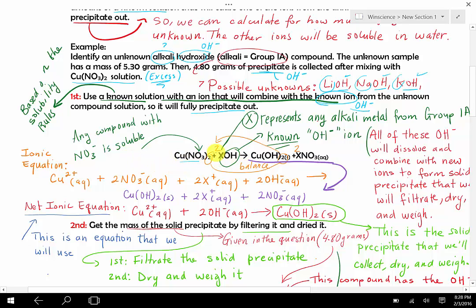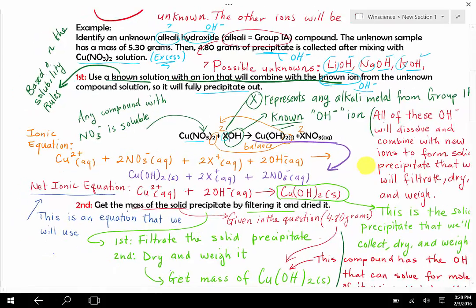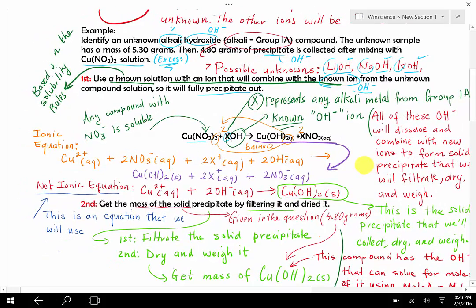And then, of course, we look at this in terms of a net ionic equation, okay? So let's look at this. I use a generic symbol, the letter X. That X represents any alkali, could be lithium, sodium, or potassium in group 1A. So keep that in mind. That's the tricky part. We don't know which one it is, but we know that this one is also soluble. How do you know? Because our solubility rule is this: any compound with an alkali or a nitrate or ammonium will always be soluble. Therefore, this one we know is going to be soluble.